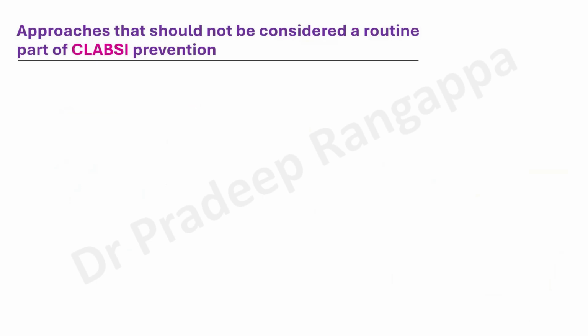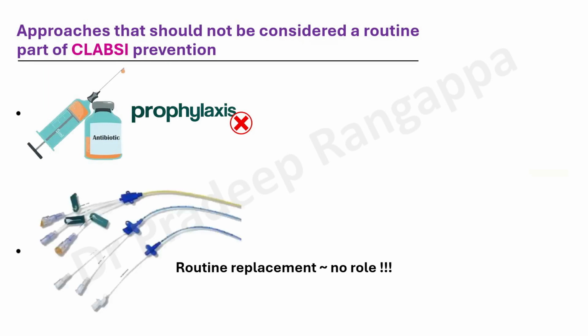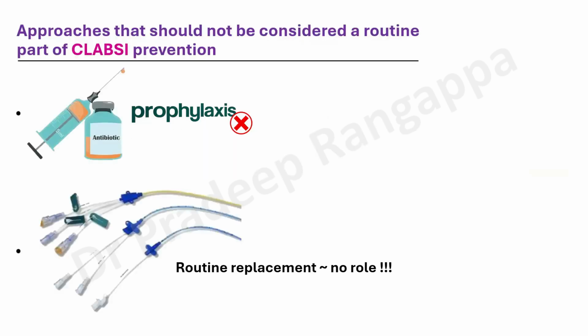And what are the things that should not be done in CLABSI? Routine antibiotic prophylaxis, giving prophylaxis just because the patient is at high risk of CLABSI, should not be undertaken. And routine replacement, like replacing a central line every 7 days because there is a risk of CLABSI, there is no rule for that. These are things that should not be done. So that is the germane approach endorsed by all these international global associations, the standard measures and processes that need to be adopted to prevent CLABSI.